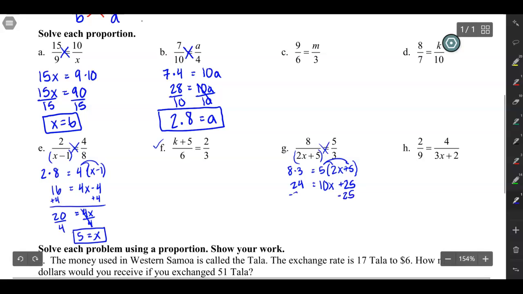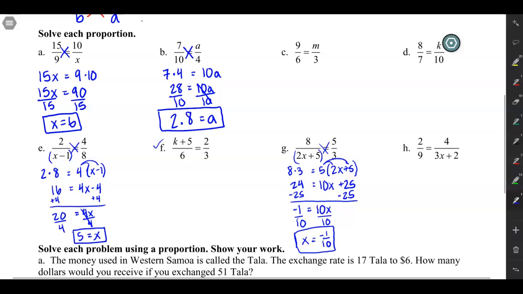Subtract 25 from both sides. So you get -1 equals 10x. Then to get rid of that 10 that's in front of the x, you're just going to divide both sides by 10. So x is equal to -1/10. And I'm going to leave this one as a fraction. Okay, so that's what my x would be in this situation.